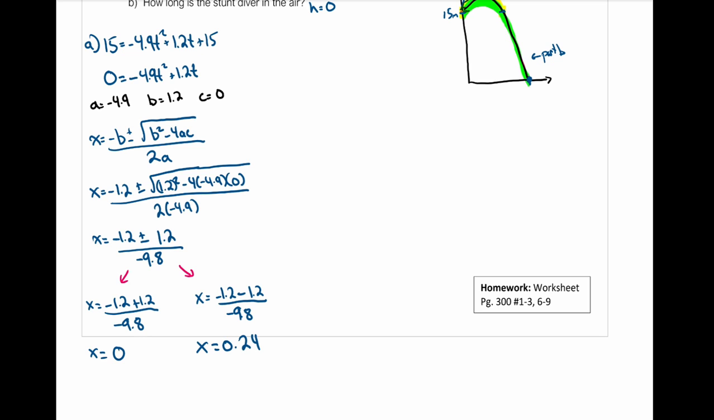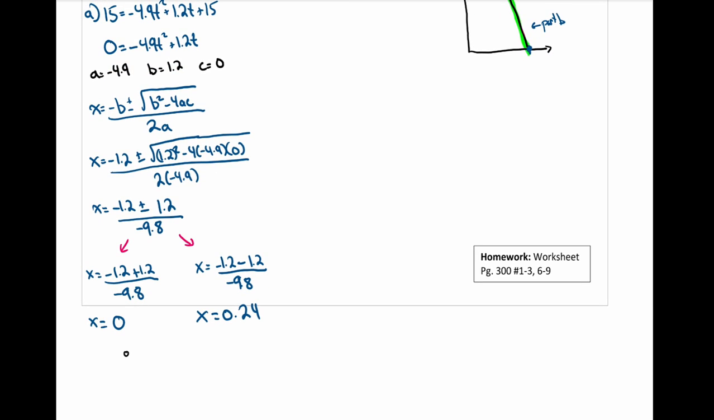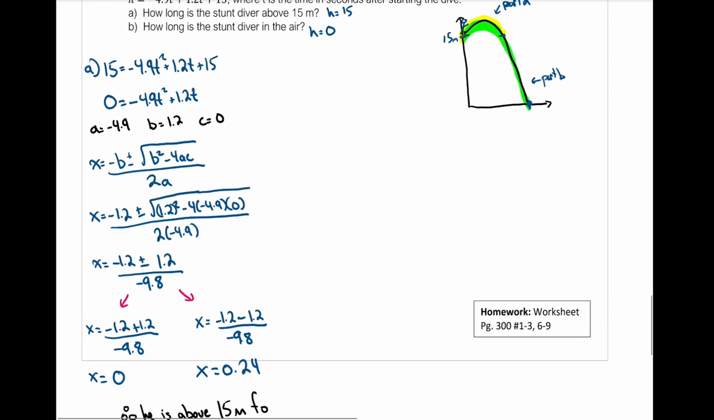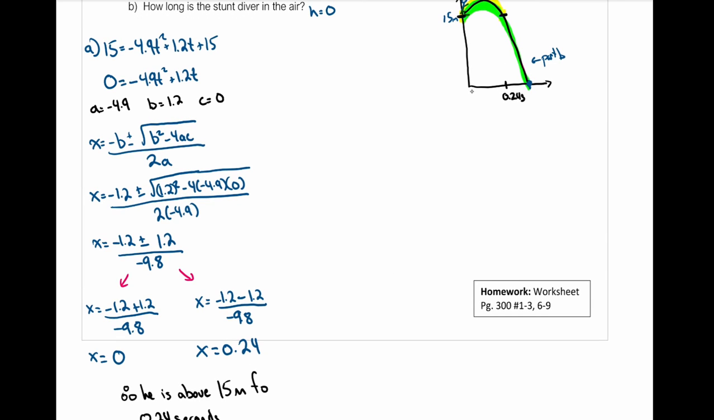So that means for A, therefore he is above 15 meters for 0.24 seconds. Okay, because again, if we go back to this graph here, starts here, jumps up, then 0.24 seconds later, he's hit 15 meters on the way down. So that's that total distance.